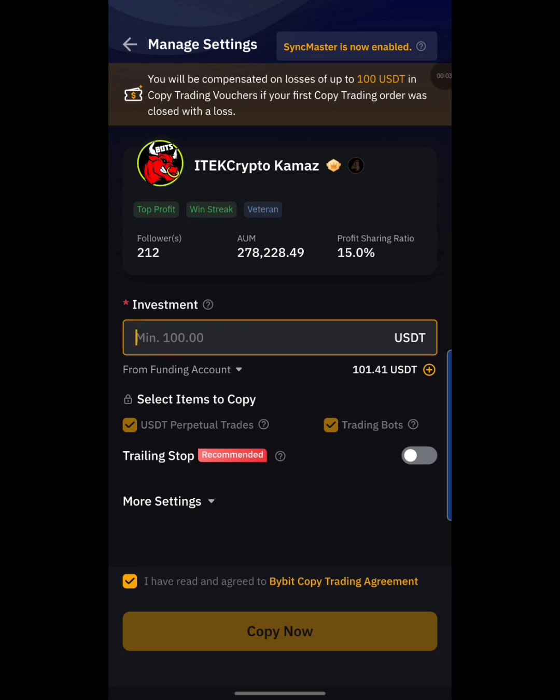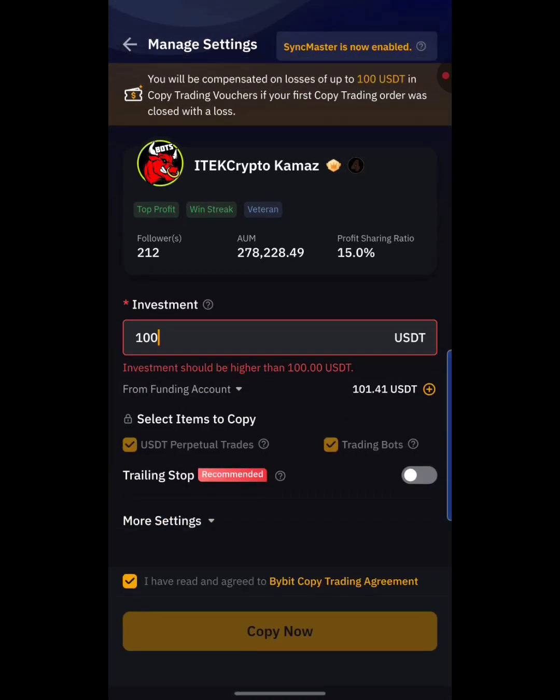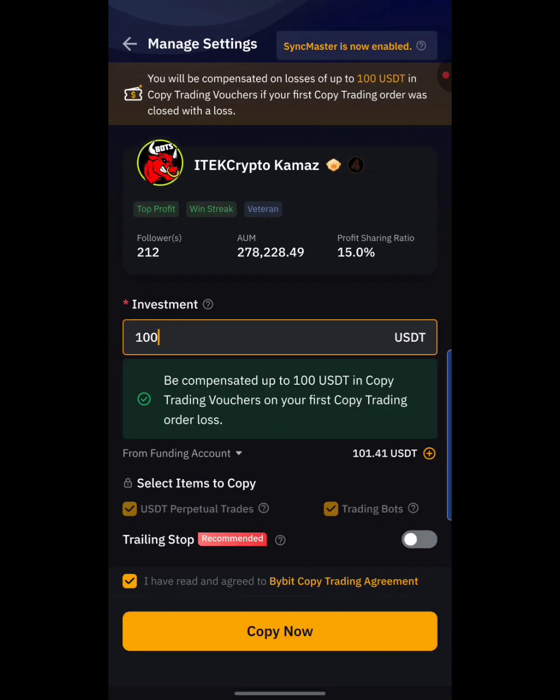Okay, so I'm going to be investing $100 right now, so I'm going to type in 100, guys. All right, so let's give this some time to load. All right, so as you can see, it says be compensated up to 100 USDT in copy trading vouchers on your first copy trading order loss. Okay, so let's say I actually lost this $100 right now. I'm going to be compensated with 100 USDT just for the loss of the 100 USDT right here.